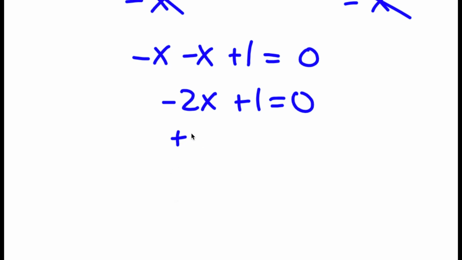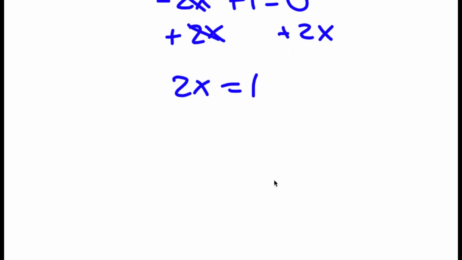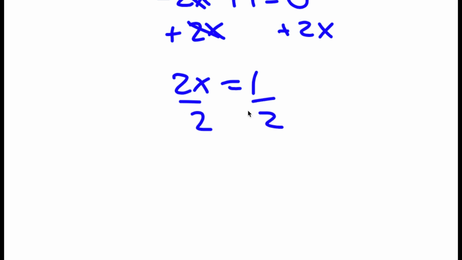Meaning now I can add 2x on both sides. So then these two cancel out, and I get 2x is equal to 1. Meaning x is equal to 1/2.